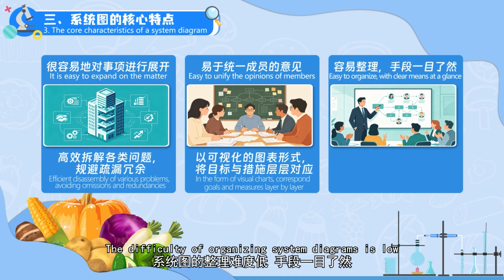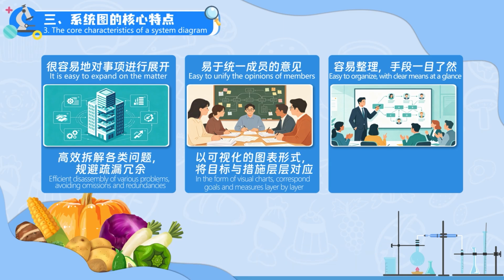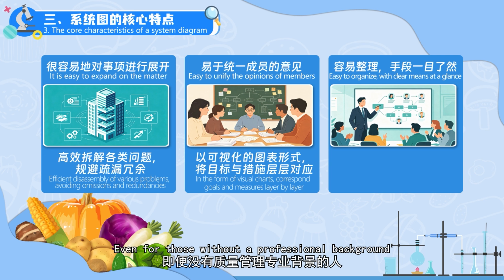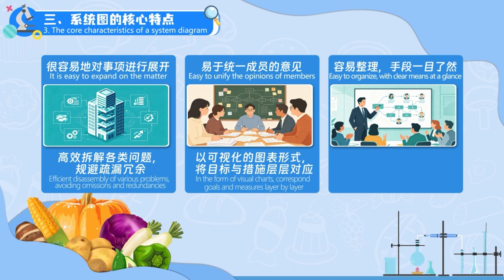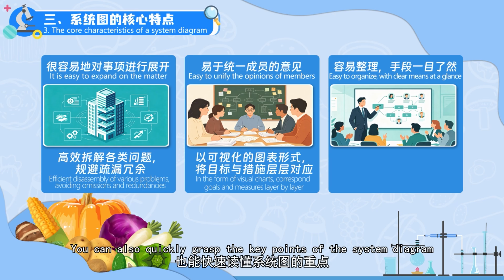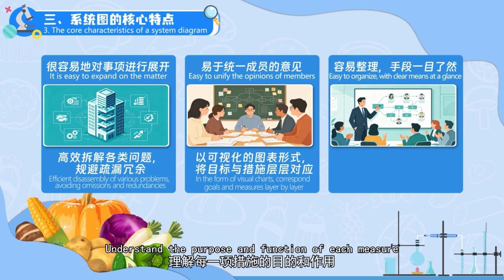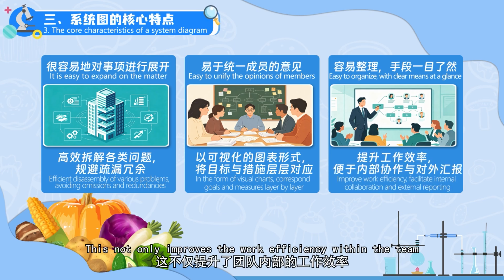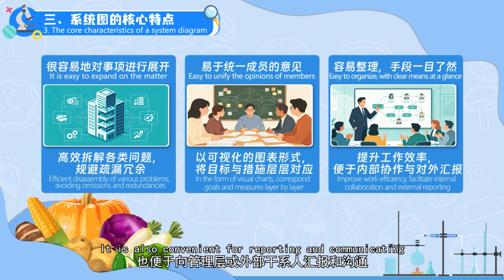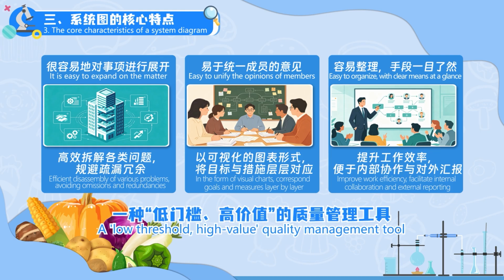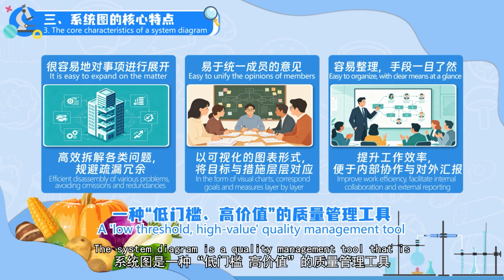Finally, the difficulty of organizing system diagrams is low, and the methods are clear at a glance. Even for those without a professional background in quality management, you can also quickly grasp the key points of the system diagram. Understand the purpose and function of each measure. This not only improves the work efficiency within the team, it is also convenient for reporting and communicating with management or external stakeholders. You could say the system diagram is a quality management tool that is low threshold and high value.